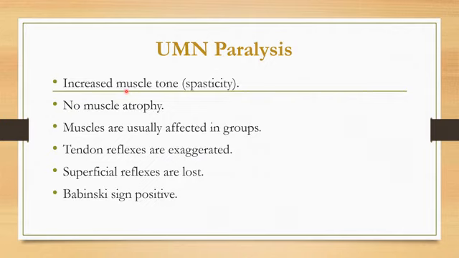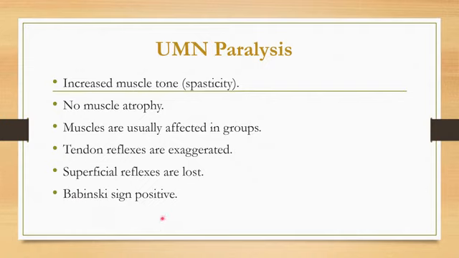Some features of upper motor neuron paralysis are increased muscle tone, that is spasticity, and little atrophy of the muscle. Muscle atrophy, that is muscle degradation, happens if we don't use the muscle, so that will not be present. The muscles affected are usually in groups. Tendon reflexes like knee jerk, ankle jerk and biceps jerk, these deep tendon reflexes are exaggerated, that is, the response is highly increased. Superficial reflexes like abdominal, plantar and corneal are lost. And the Babinski sign is positive.